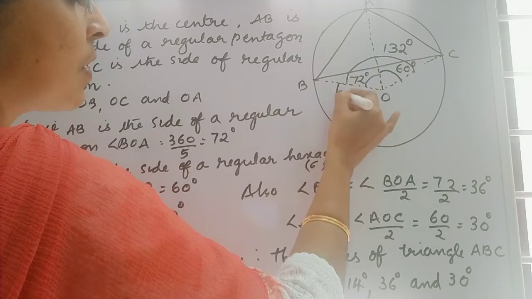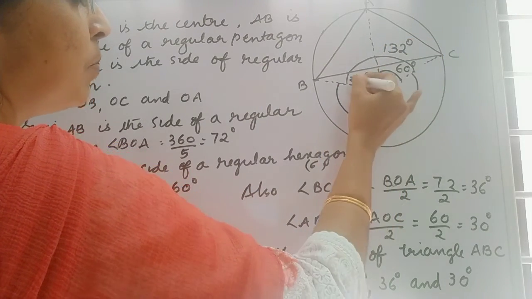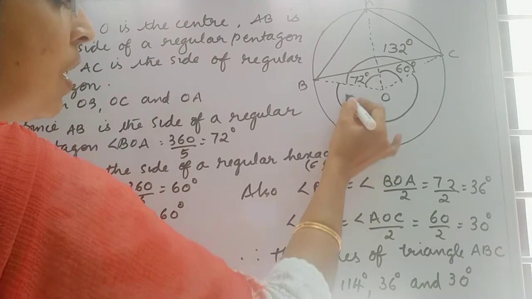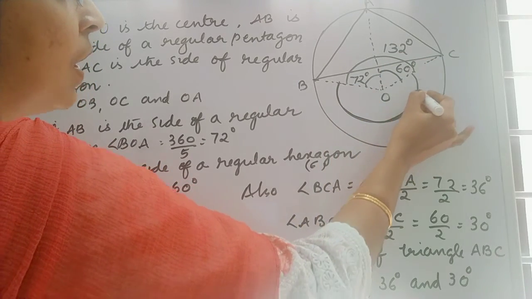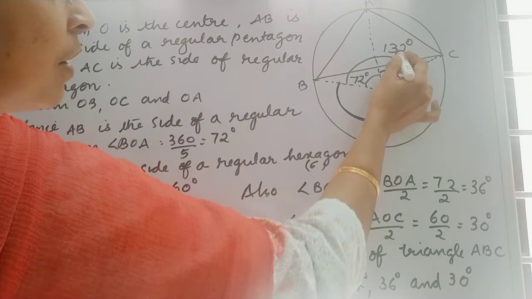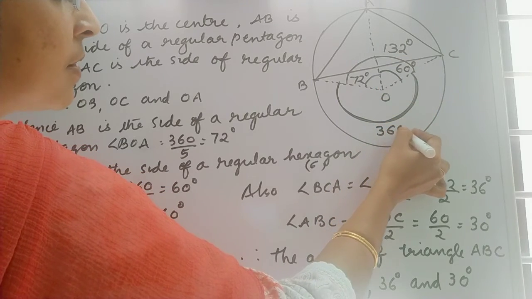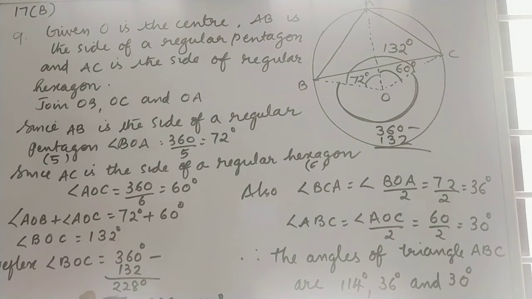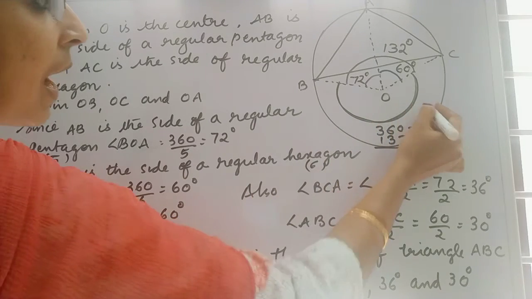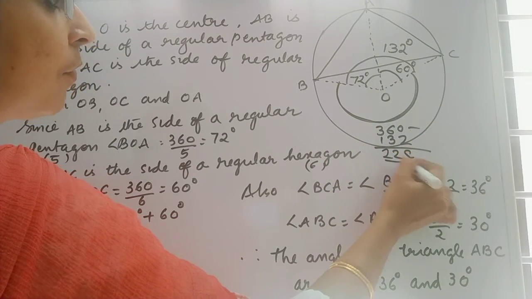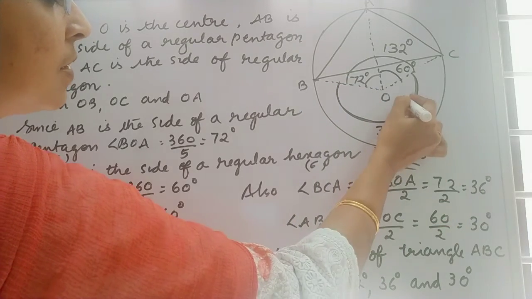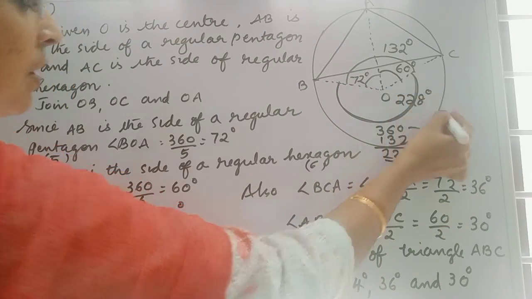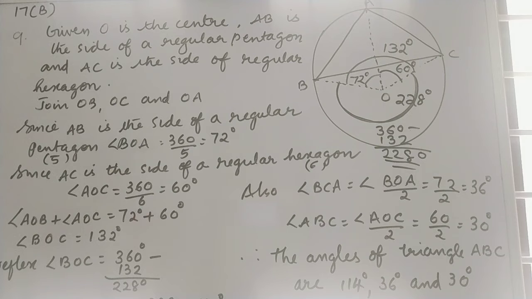So what about this reflex angle of BOC? BOC angle is 132. So this is the reflex angle of BOC. Reflex angle of BOC will be 360 minus 132, that is equal to 228. So this angle is 228 degrees.